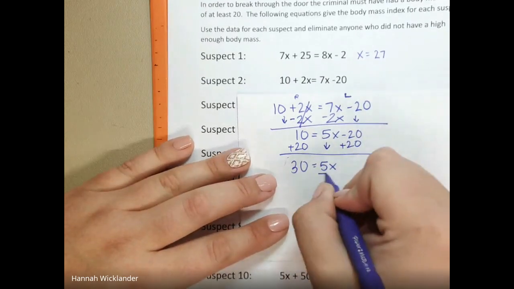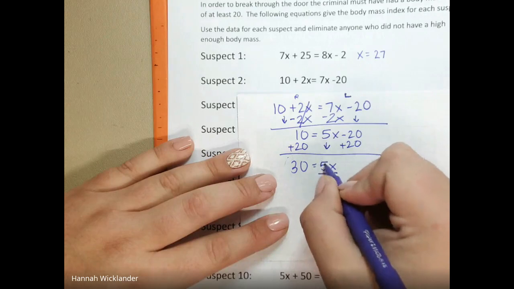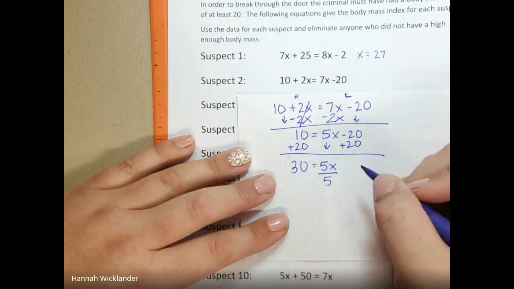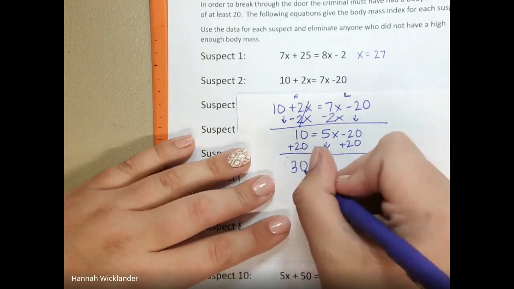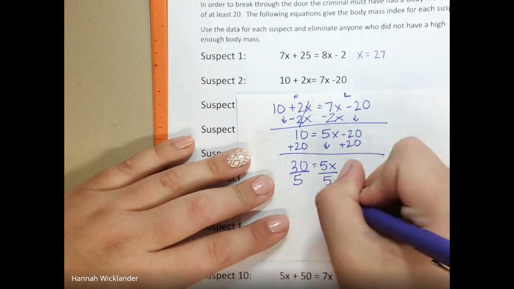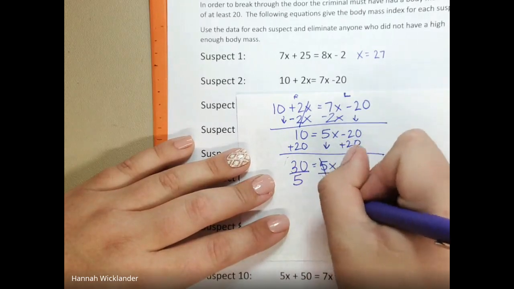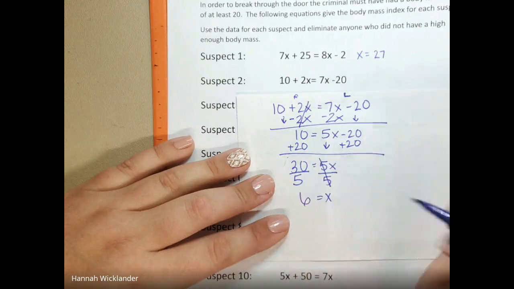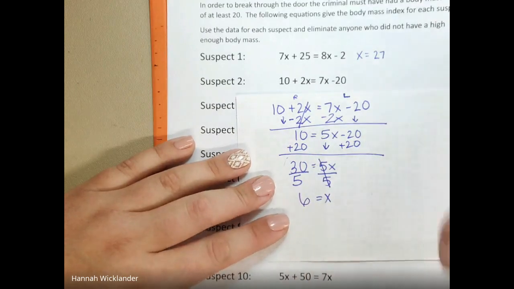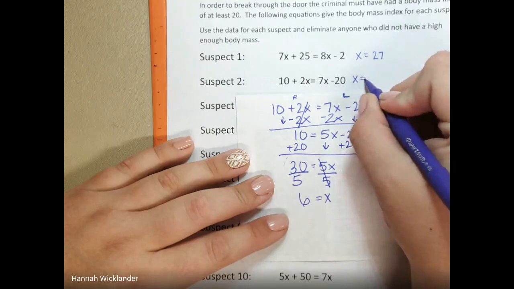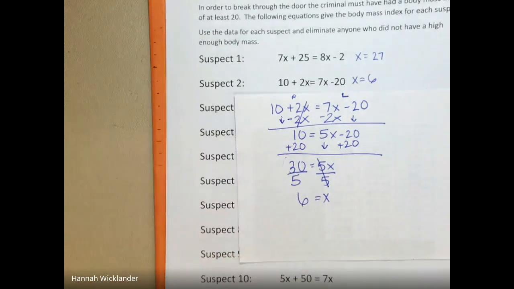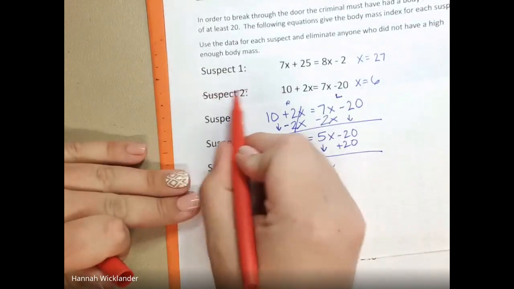Now I'm going to divide by 5 to get the x by itself because it's being multiplied. 5 is being multiplied by the x, so I'm going to divide, and I'm going to do that to both sides. 5's cancel. I'm left with x equals 30 divided by 5, which gives me 6. So for number 2, I have x equals 6. Any number that is smaller than 20, we can eliminate the suspect. So suspect number 2 has been eliminated.